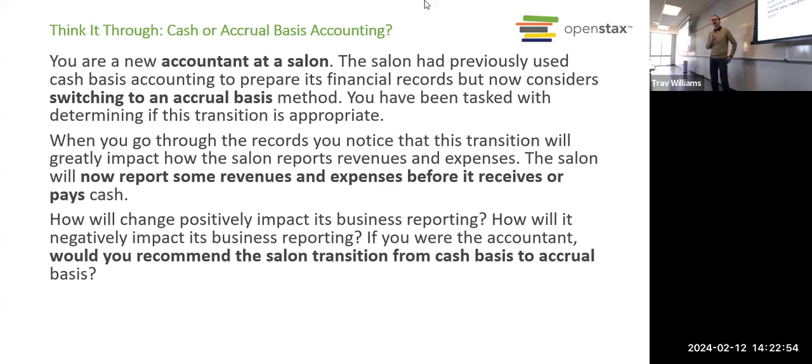Why might you choose to do it or not do it? What are the pros and cons of switching to the accrual method? It is more work, right? It's kind of easier if you just count a sale when you get paid. You don't have to worry about making adjustments if you got prepaid or something like that. So the cash basis is a little simpler. The accrual basis would be more work. But what would be a benefit of the accrual method?